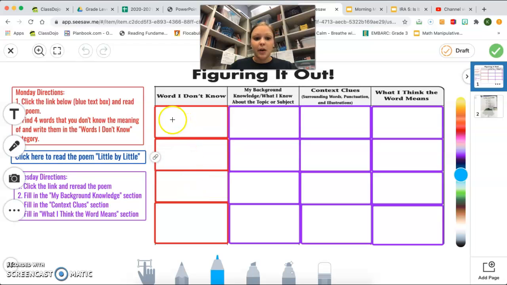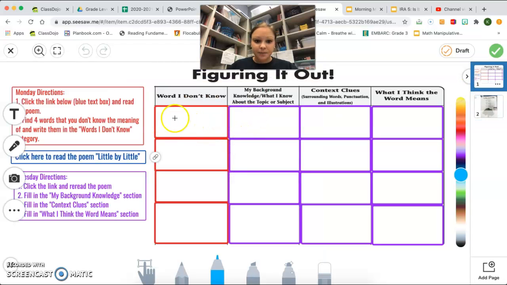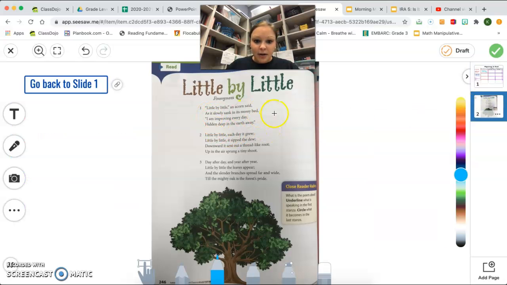you wrote down. So Monday you wrote down 4 words that you didn't know. You're going to find those words in the poem. So let's say you wrote down the word sank. And you're actually going to type it, but let's just say you wrote down the word sank. Then you're going to go to slide 2 and use your background knowledge to figure out what sank means.